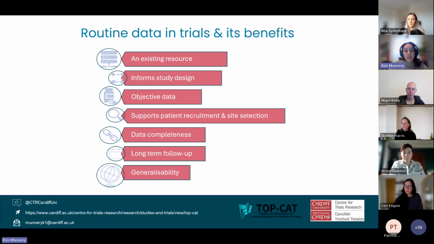So generalizability, it can be used to look at the general population as a whole. And as discussed, this is people who use services. And because of the challenges with recruitment in trials, it can also, again, bring in more diverse data in your trial data.